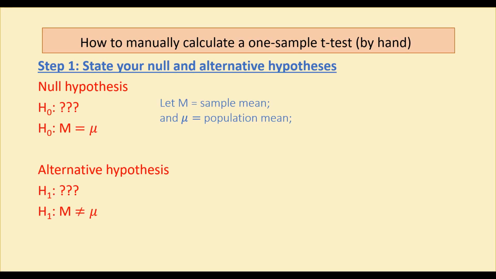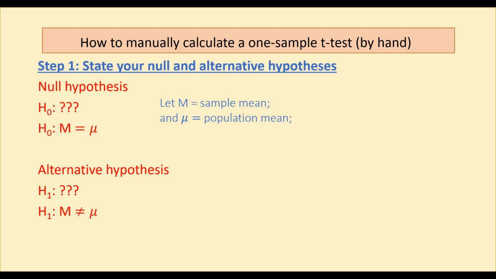So let's begin. When you're calculating a one sample t-test, there are a few steps you're most likely going to want to follow, whether you're calculating this test from raw data or from a textbook or a question you're answering in a textbook.